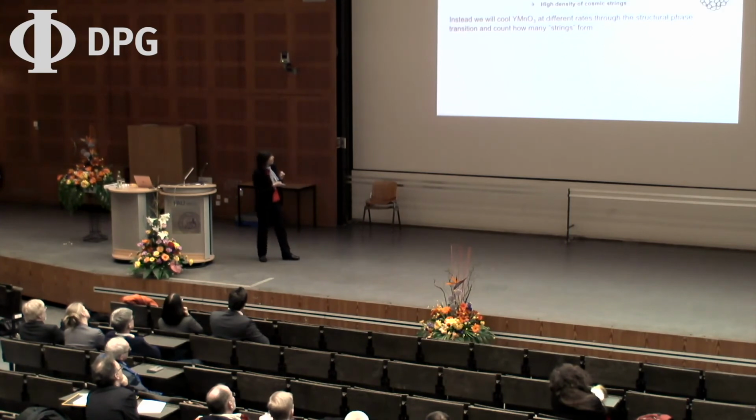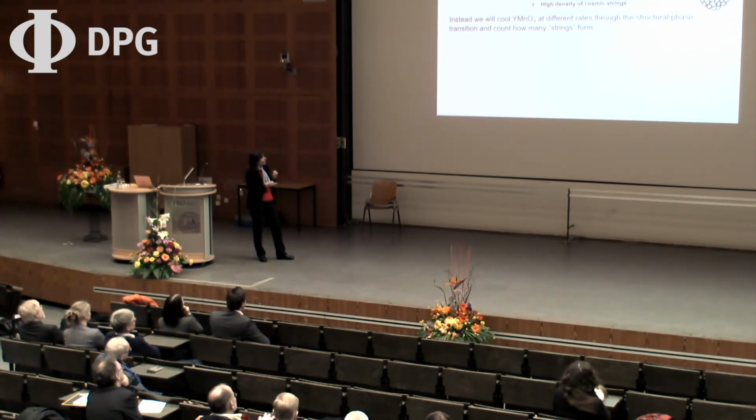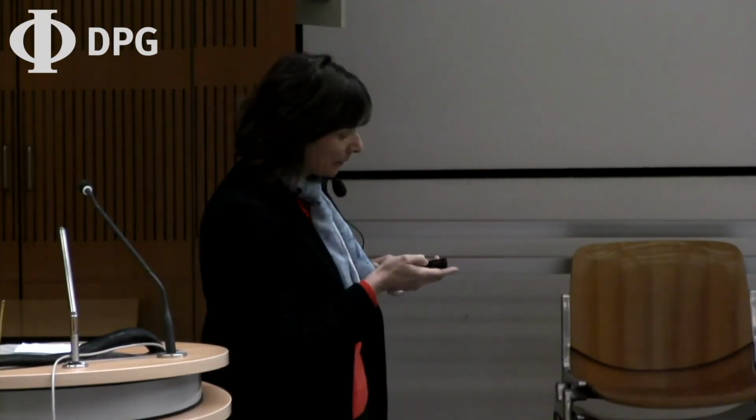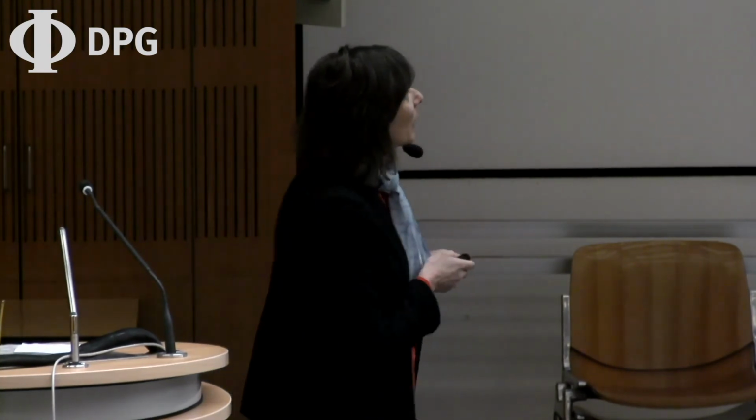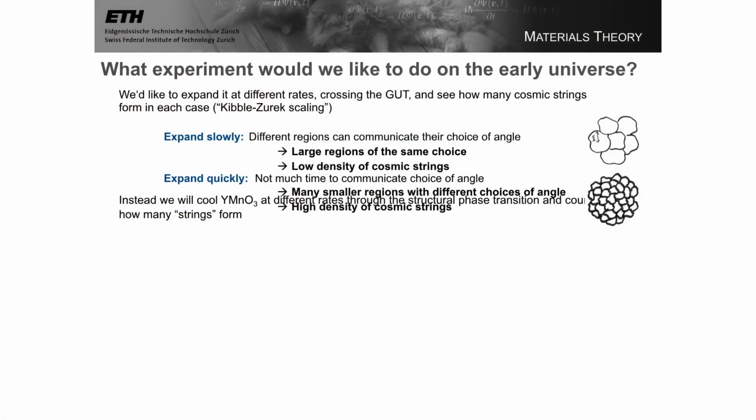And remember, what we're expecting is that if we expand slowly, there's time for different regions to communicate their choice of angle. We'll get large regions of the same choice and a low density of cosmic strings. If we expand quickly, there's not much time to communicate the choice of angle. We'll get small regions of the same orientation and many cosmic strings.